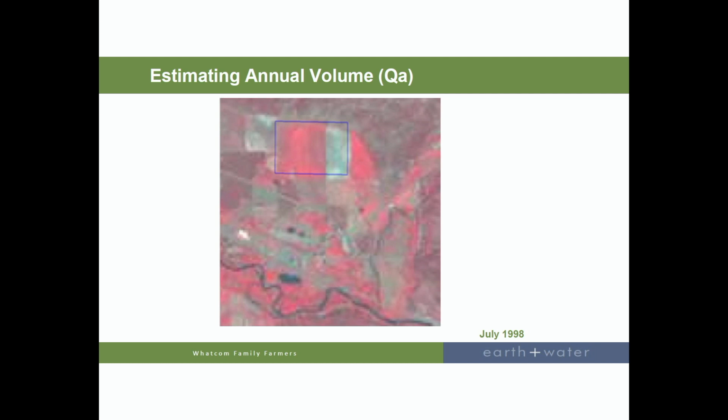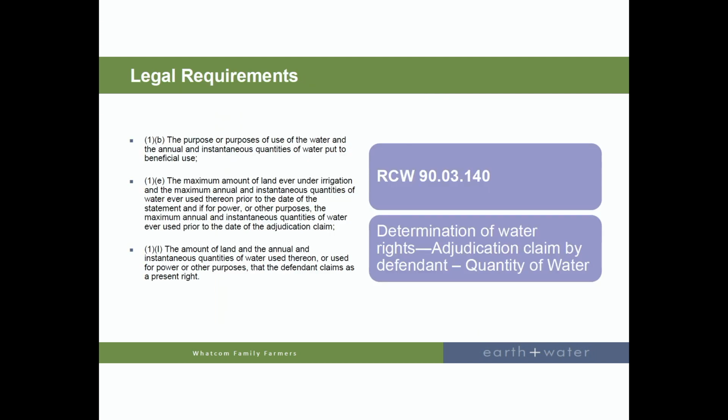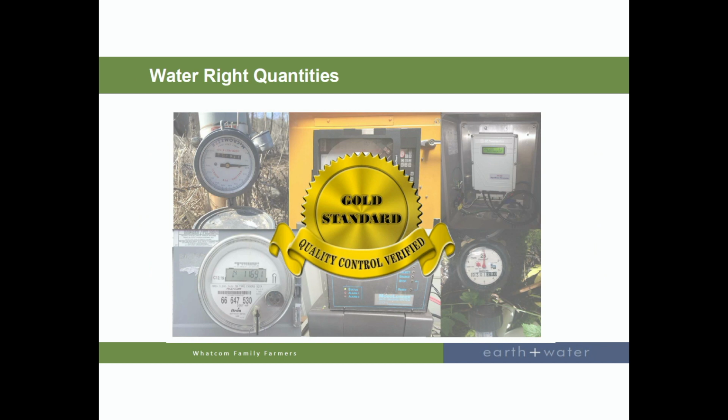So the annual quantity is derived really from the number of acres that you're irrigating. So quantifying it, how do you know how much water you're using?